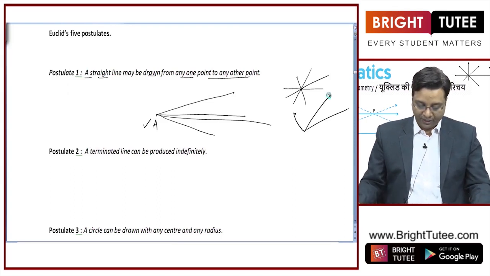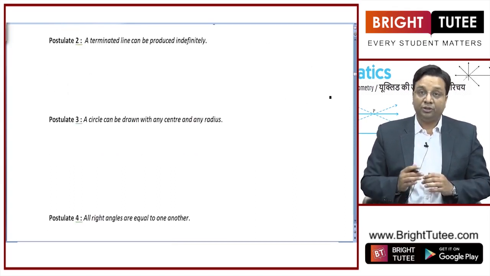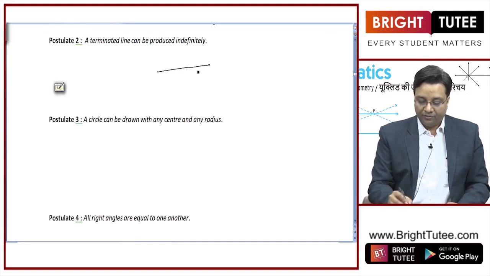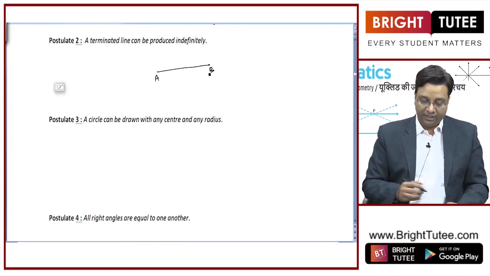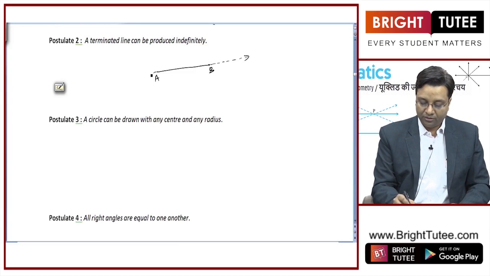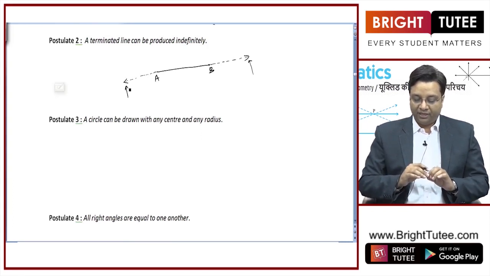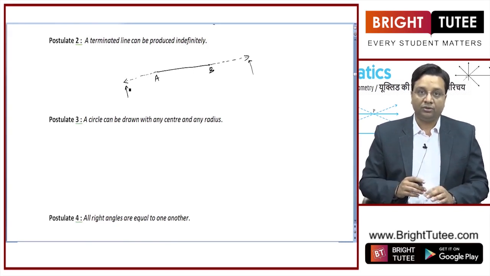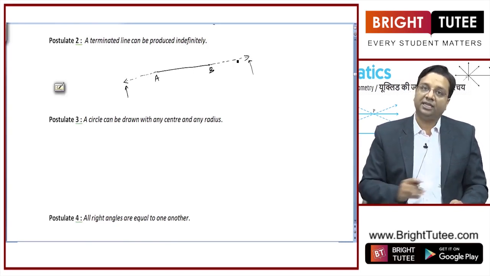A terminated line can be produced indefinitely. So, if you have got, let us say, a terminated line with fixed ends, A and B, okay. Now, this can be produced indefinitely, which means I can produce it on this side and also on this side. Why I have marked these by arrowheads? Because these lines are produced indefinitely. So these are of infinite length which I cannot draw on the paper.